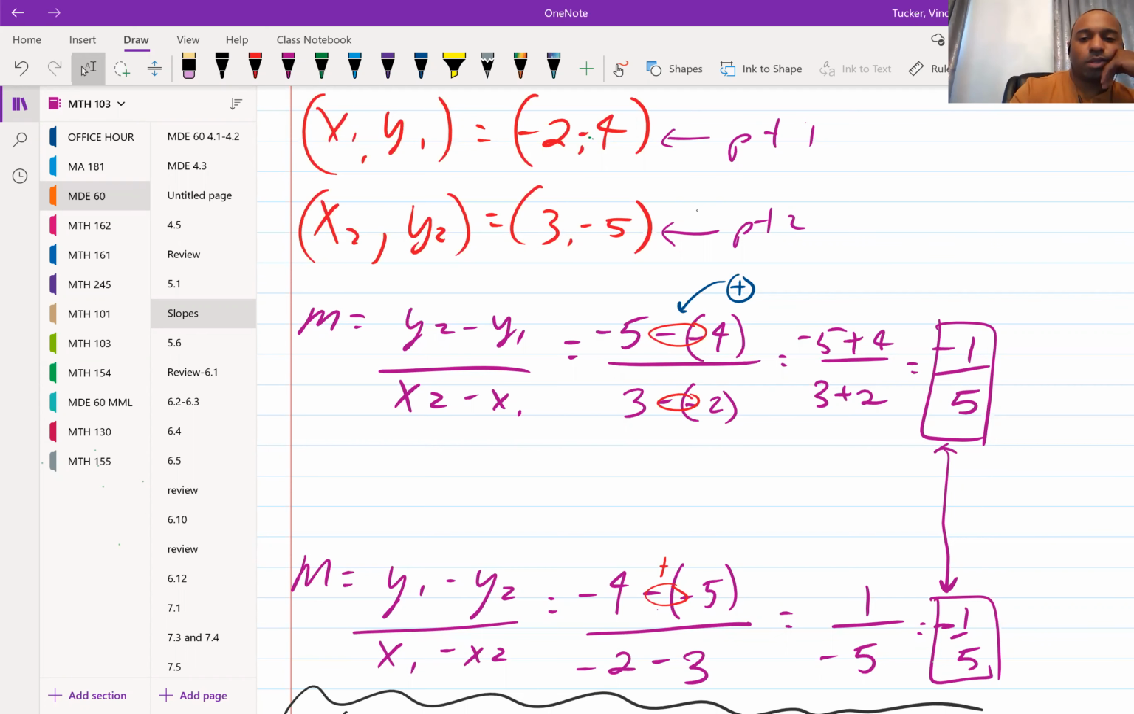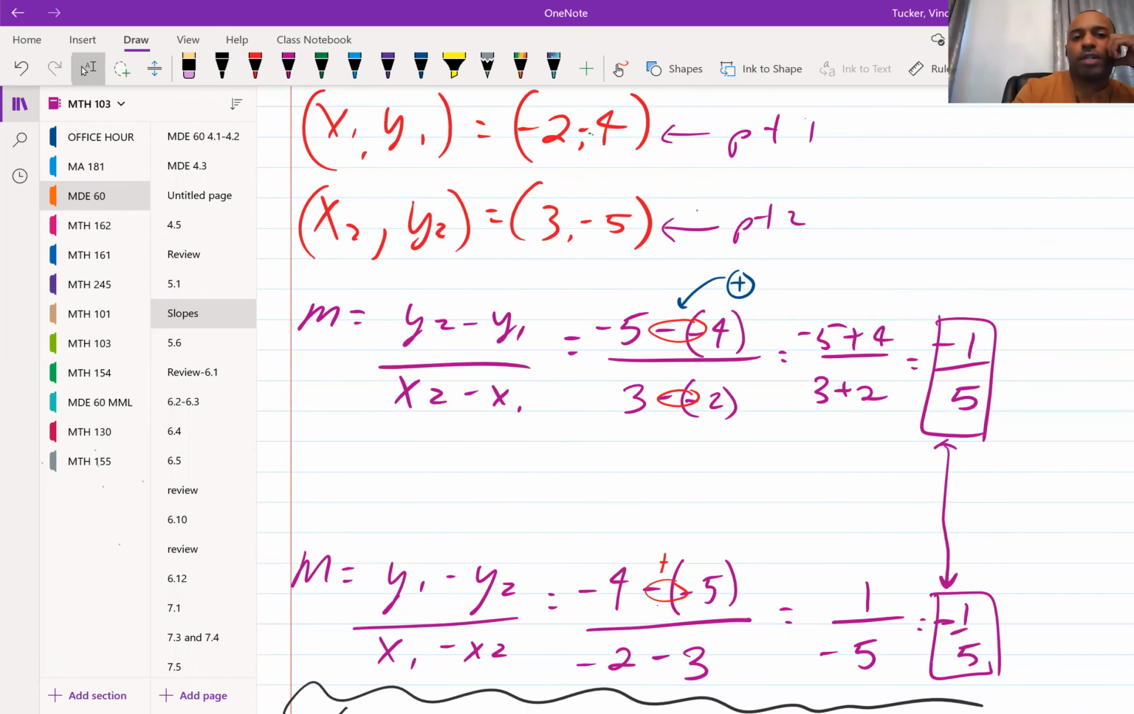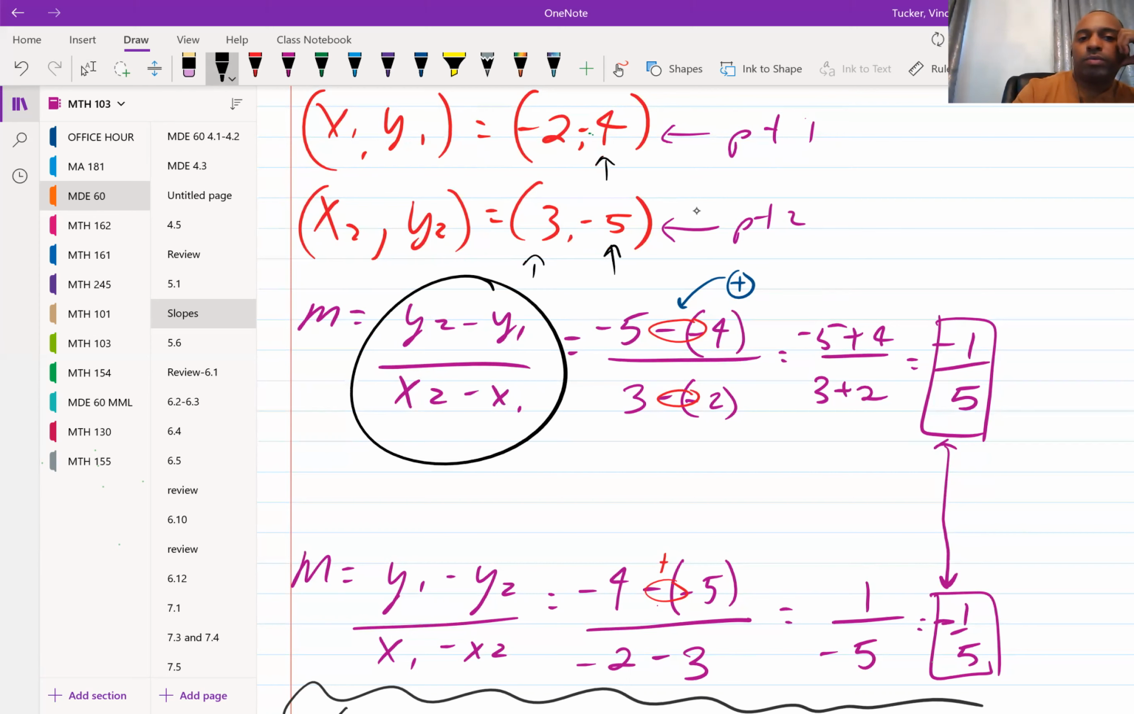All right, scroll up. You explain that part one more time. You just substitute in according to the points that you have. x2, y2 is point 2. x1, y1 is point 1. And you'll substitute in according to the formula. Got y2 is -5, y1 is -4. And then x2 is 3, x1 is -2. So we plug them in and you get -1/5 once you do your calculation.